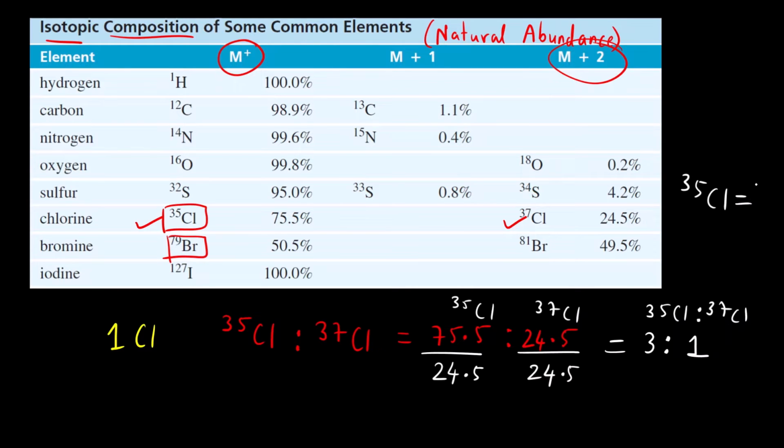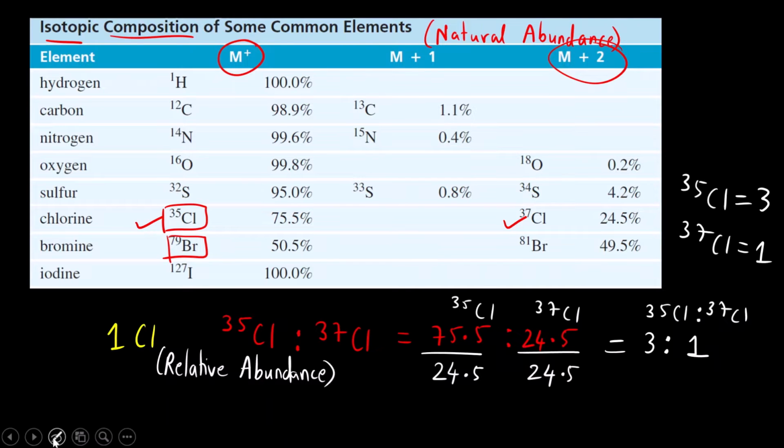Always remember, in finding the ratio, this is also called relative abundance. For 35 Cl we will use 3, and for 37 Cl it is 1.